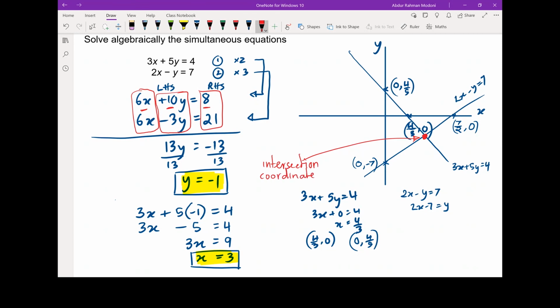And what is that? Well, obviously we can't really read it off this because it's not a very accurately scaled diagram that I've drawn. But what I wanted to represent here is that solving simultaneous equations gives us the intersection of the two equations that we are solving. So in this case, 3, minus 1 that we found is the coordinate of the intersection.